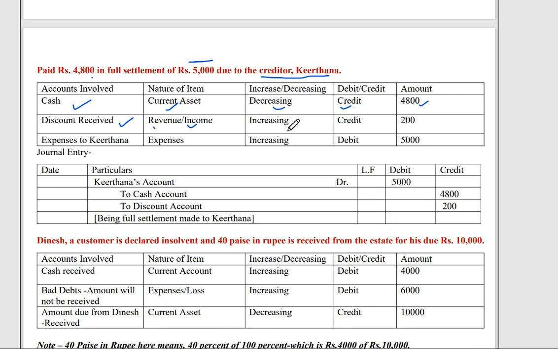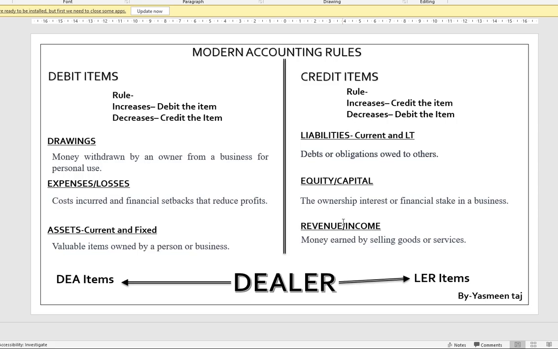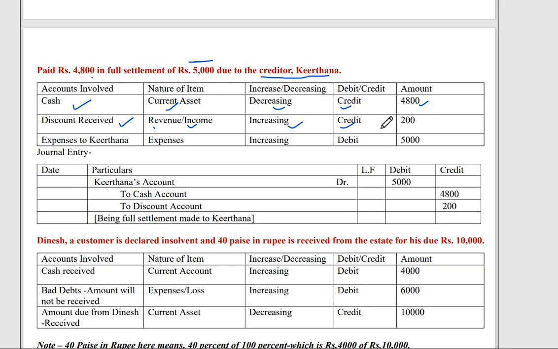So here, when the income or revenue increases, we need to credit the item. So the remaining amount of 200 rupees, which was received by my business in the form of discount from the creditor Keerthana, is credited.